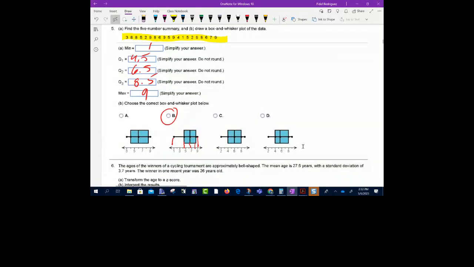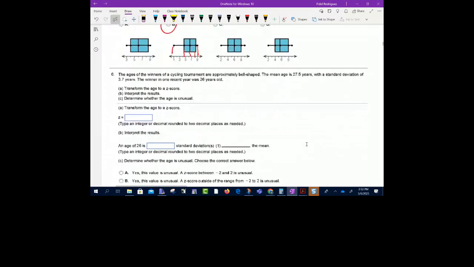Okay. All righty. Let's take a look here, y'all. It says the ages of winners of a cycling tournament are approximately bell-shaped. The mean age is 27.5 years with a standard deviation of 3.7. The winner in one recent year was 26 years old. Can we transform this age to a z-score?